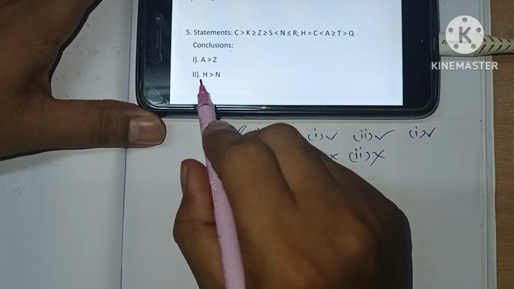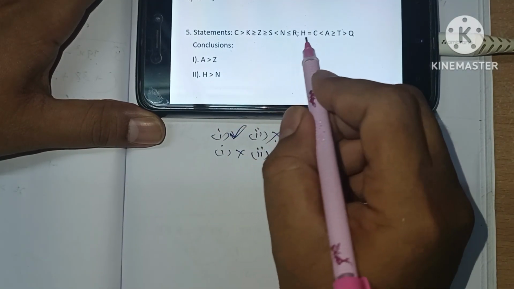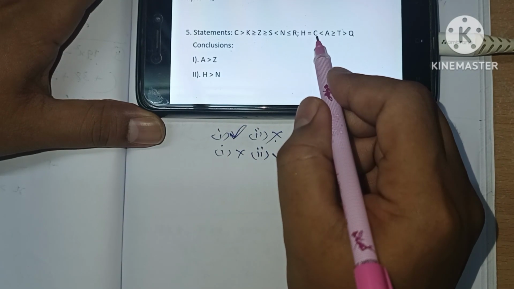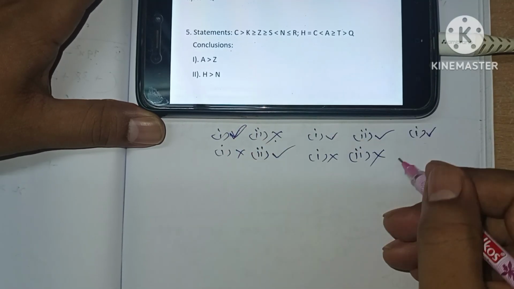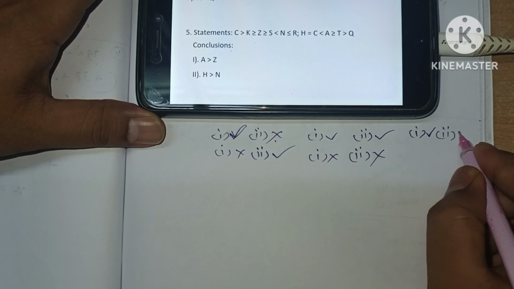Second conclusion. The flow from H to N. From H we can reach to C. From C we can reach up to S but not to N. So second conclusion will be false.